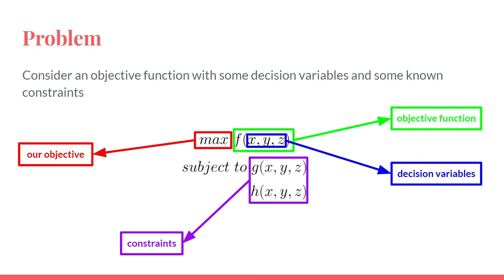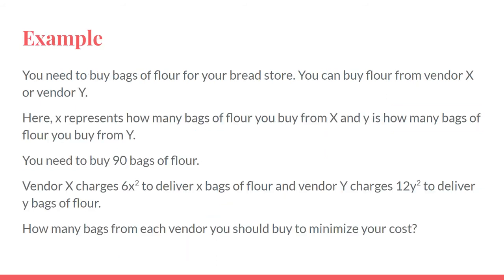Function f is our objective function. X, y, and z are our decision variables. They are the ones that decide the value of f. Thus, our objective is finding the values of x, y, and z that will maximize f. Additionally, we have two constraints, g and h. These constraints are also functions of x, y, and z, and usually will impose limitations on what values our decision variables can take. Let's take a look at a more specific and practical example.